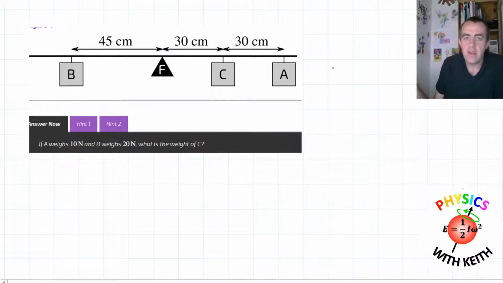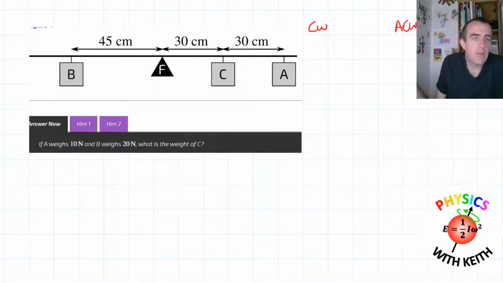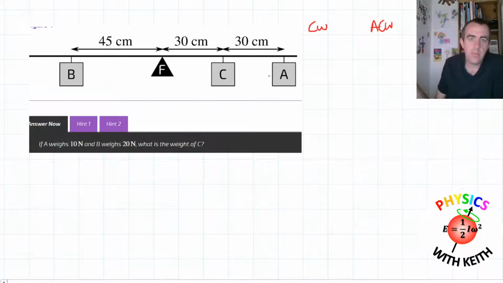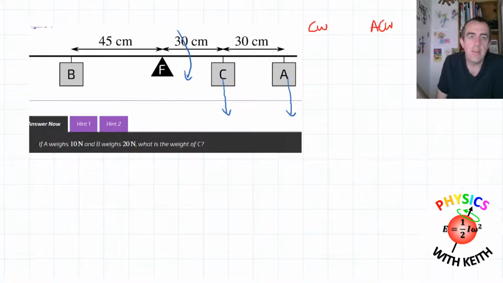So let's write down a little table of clockwise and anti-clockwise. So we've got clockwise moments, and we're going to put next to it anti-clockwise. It's gone off the edge of the screen. My big head's covering it up. Anti-clockwise moments. And so clockwise moments. This is trying to produce clockwise moment. This is trying to produce clockwise moment. They're trying to rotate this thing clockwise around the pivot.